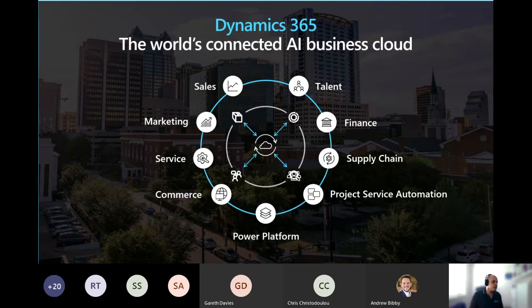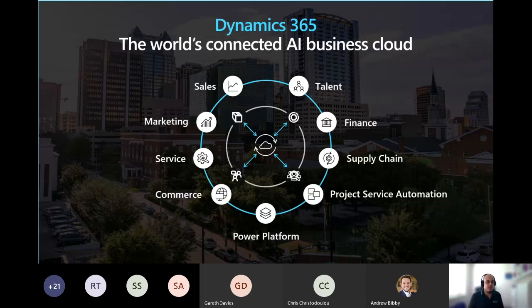We're all familiar with the sales module, the marketing module, the service module, and Power Platform. Maybe you've heard about commerce, project services automation, which is now called project operations. You know, Microsoft likes changing names. Supply chain, finance, talent, and so on. But in the middle of all of this, there's a huge amount of AI capabilities. To give you one example, AI Builder. AI Builder is a set of AI capabilities, and they are basically wrappers that sit around the core Azure AI capabilities.